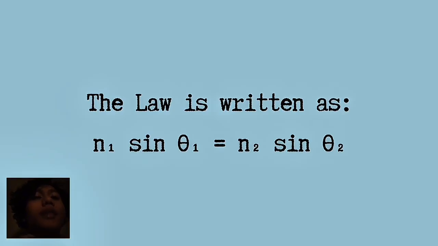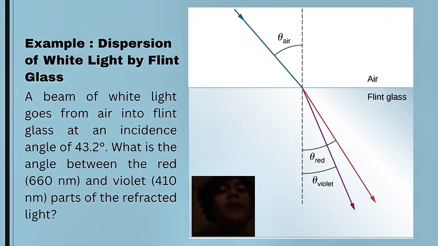And now, we will proceed on how to apply the connection of light refraction to Snell's law, or the law of refraction. As you can see in the photo, a beam of white light goes from air into flint glass at an incidence angle of 43.2 degrees. What is the angle between the red 660 nm and violet 410 nm parts of the refracted light?